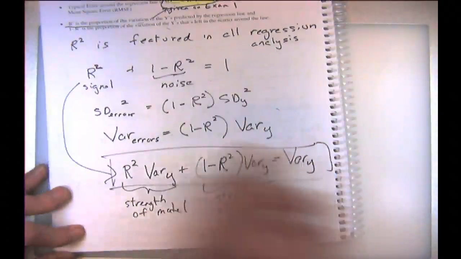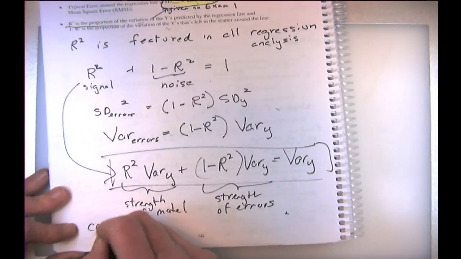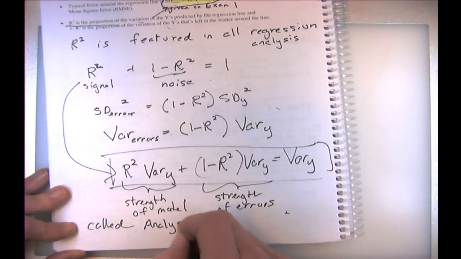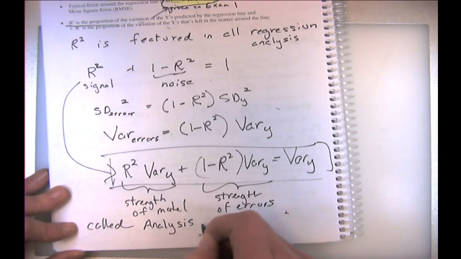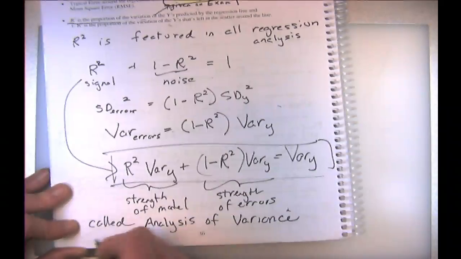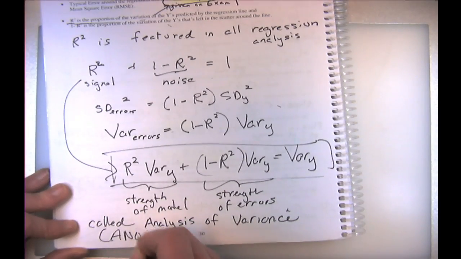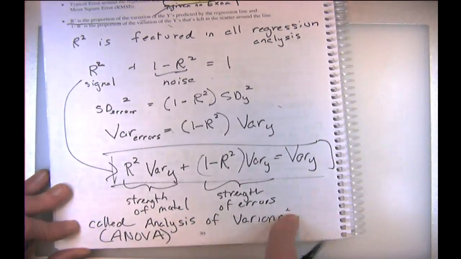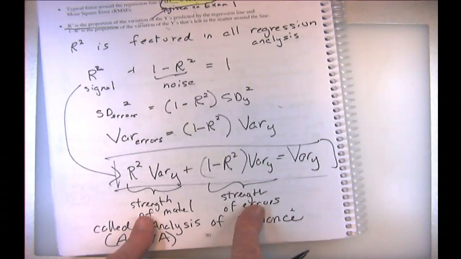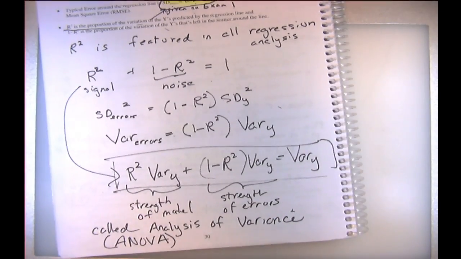So this is the structure of what's called analysis of variance. Have you ever heard that term? In some contexts, people call it ANOVA. But basically, it's just a way to split up. It's a way to tease out the signal from the noise and then look at the ratio of your signal to your noise.